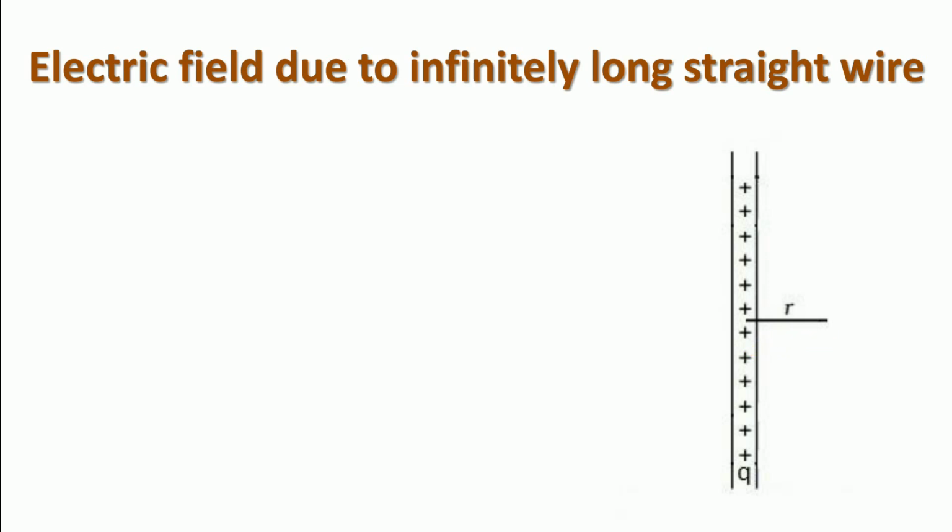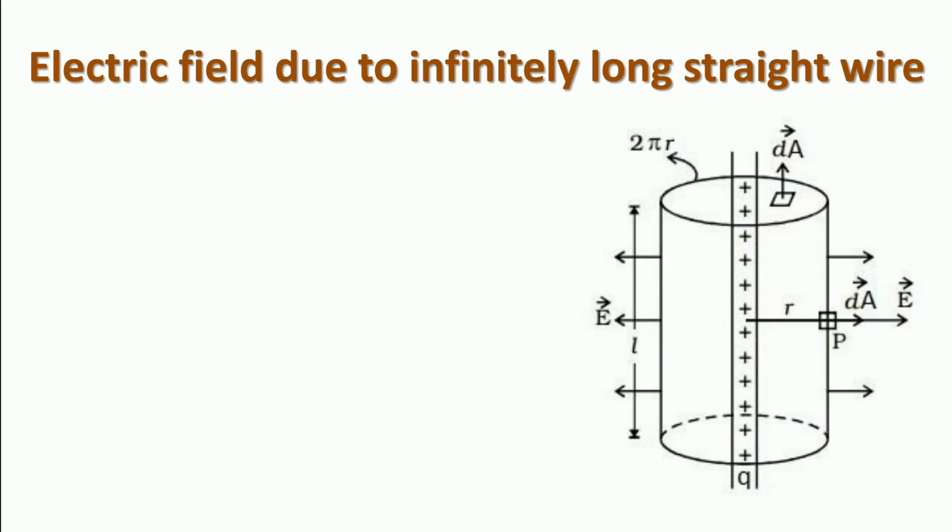So what we need to do is assume a Gaussian surface around this conductor wire. What will be the Gaussian surface? It would be like a cylinder, like this. Here, this is the Gaussian surface we have assumed about this long straight wire. In case of applications of Gauss's theorem, we always assume a Gaussian surface.